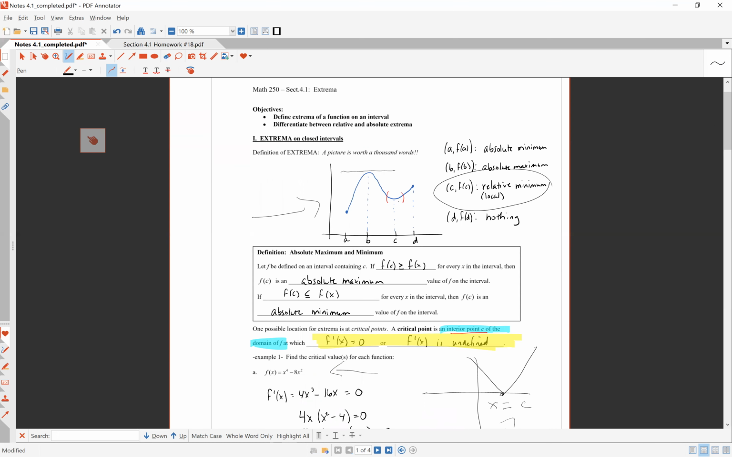Again, this point C right here is a relative minimum. You go a little bit to the right or a little bit to the left of C. The points to the right of C, the second coordinates are greater than f of C. You go to the left of C, the second coordinates are also greater than f of C. But if you go out far enough, you're going to find points where the second coordinate is smaller than f of C. That's why we say it's relative. Near x equals C, that's the smallest point, but it's not the absolute smallest point, it's not the absolute minimum on the graph.